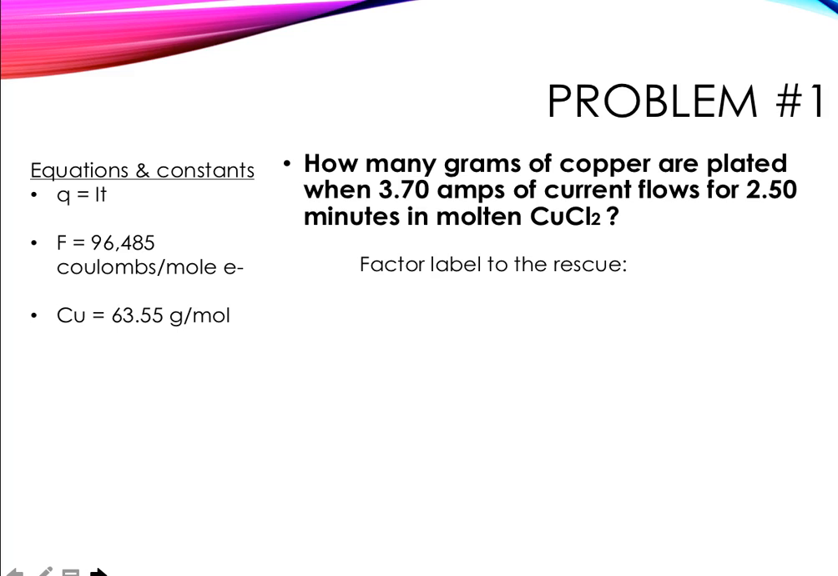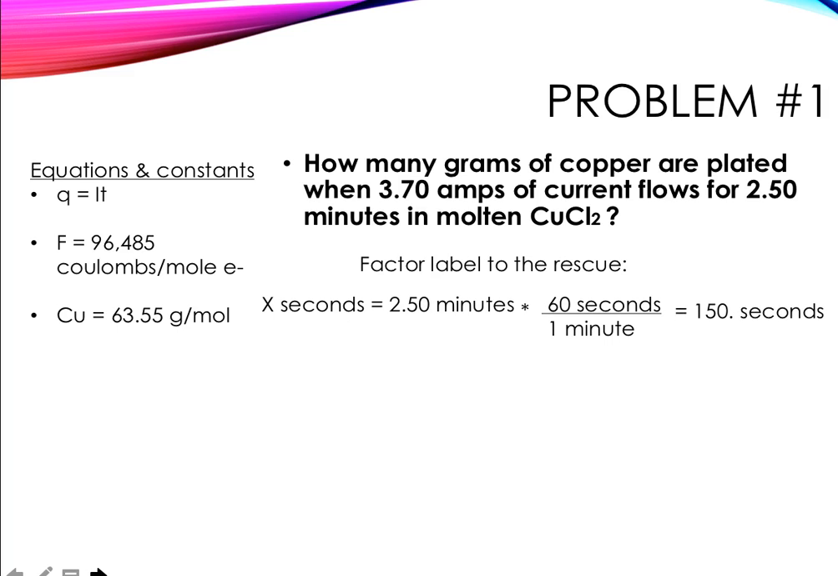All right, so factor label is our best friend. We had a time in minutes. We're going to convert that to seconds, and once we know our seconds, we can find coulombs. Now, you might want to consider, before you go any farther in the problem, pausing the webcast, trying to do the problem on your own, and then comparing your work to what we're doing here. It's always a good strategy.